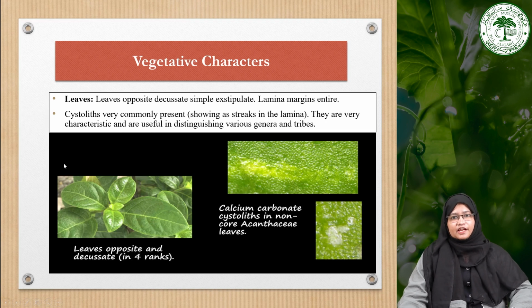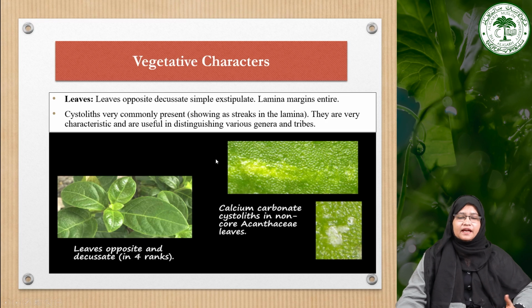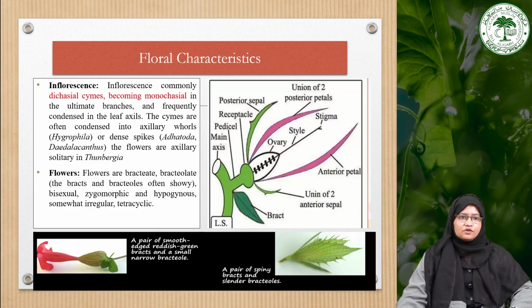And the next important thing present in this particular family is the presence of cystoliths. Cystoliths are crystals of calcium carbonate which are present in the epidermal layers of leaves as well as in the stems. As you can see here, these are the crystals of calcium carbonate present in the leaves of the Acanthaceae family. So this is a distinguishing character of some genera and tribes in this family. Now moving towards the next floral characteristic, that is the inflorescence and flower.